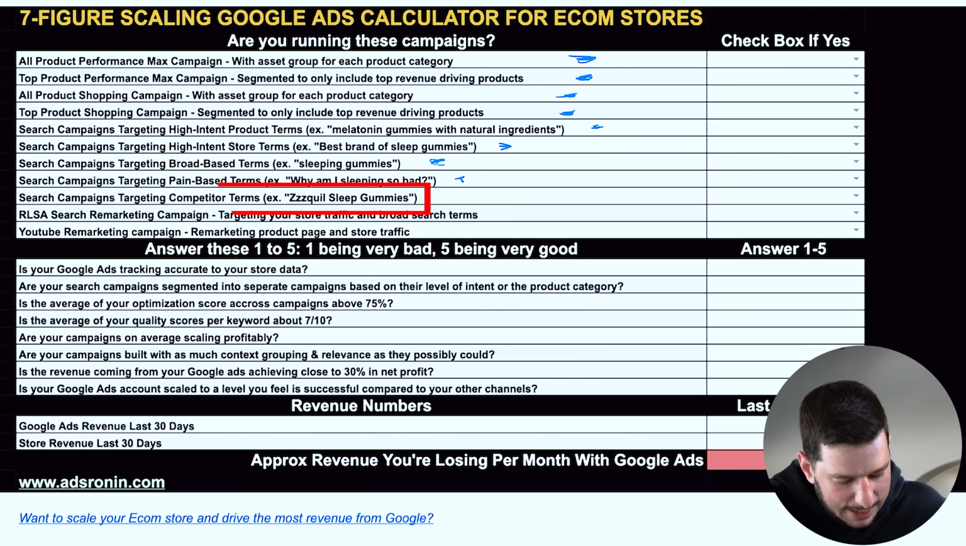After that is the last main search campaign, which is going to be competitor terms. So for example, ZQL sleep gummies. Maybe you have a more organic, better option and you can put it in front of their traffic, steal that brand awareness and convert them on your store. The key to this campaign is just having a very, very good product. Because you're stealing traffic from another brand, you're also trying to break them away from the brand allegiance.